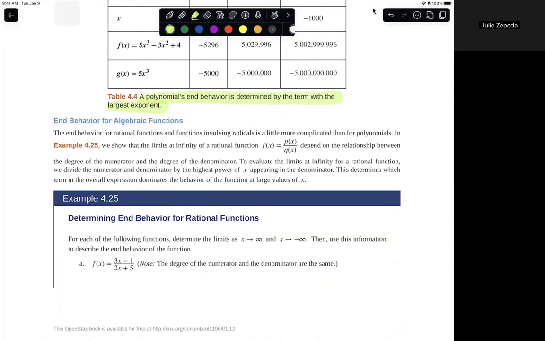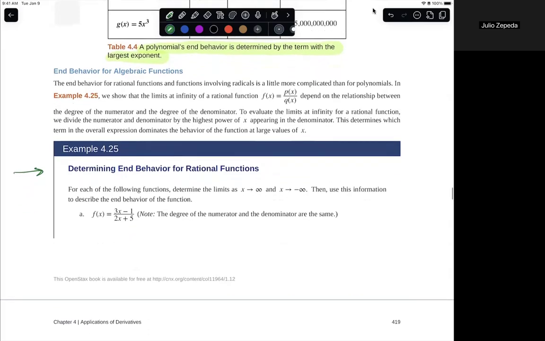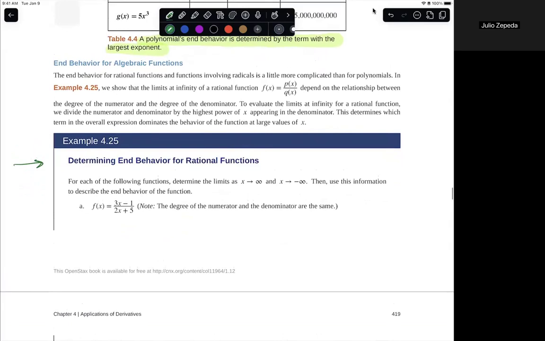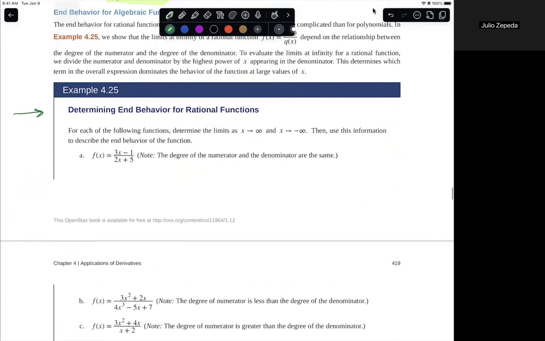So how do we determine the end behavior for a rational function? That's our next little topic here. There's a lot of different types of functions that we know about. So we'll start with rational functions. That's the next type of function that we study. And so it says here for parts A, B, and C, for each of the following functions, determine the limits as x approaches infinity and negative infinity. Then use this information to describe the end behavior of the function.